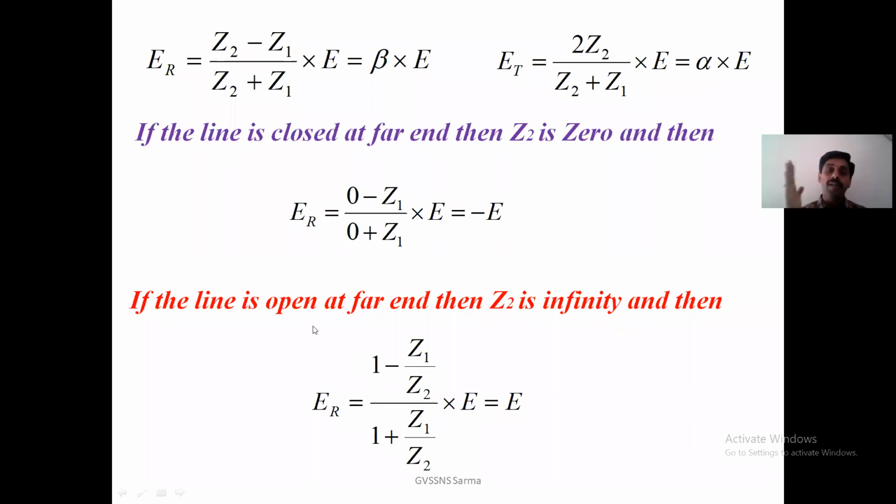If the line is open at the far end, then what happens? Z2 is infinity. So you take Z2 common factor, you can write 1 minus Z1 by Z2 by 1 plus Z1 by Z2. So from this, Z2 is infinity, ER is equal to E. If it is open, the reflected wave is equal to the incident wave. If it is closed, then the reflected wave is opposite to the incident wave, same magnitude. You have to keep this point in mind while discussing the Bewley lattice diagram.